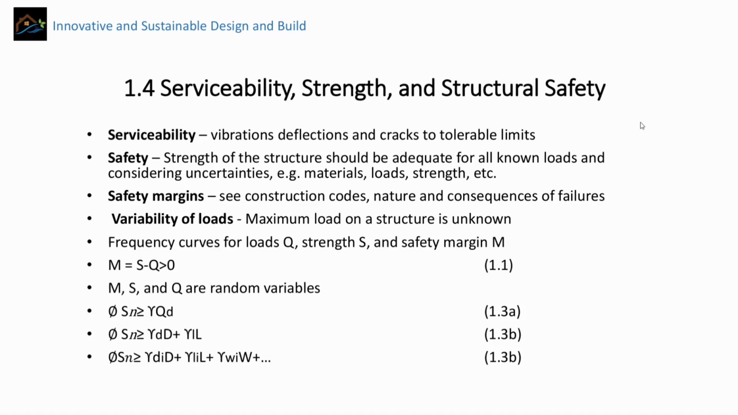And the variability of loads means that the maximum load on a building is not known. There is always uncertainty when we design concrete structures, or when we draw the curves for load, strength, and safety margin. The difference between the strength and load is called the safety margin, and it should always be higher than zero. It means that the strength should always be greater than the loads on the structure. And these are random variables. So strength is also variable, the load is also variable, and therefore the safety margin is also variable.